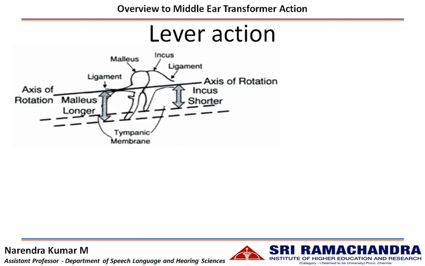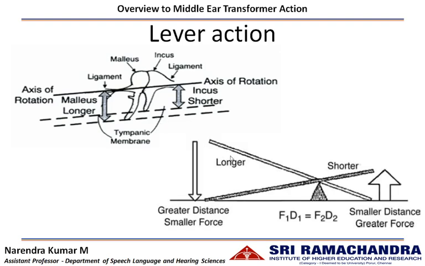The ossicles rotate along the axis of rotation formed by the posterior incudal ligament and anterior malleolar ligament. The malleoincudal joint acts as the fulcrum for the lever. The handle of the malleus forms one arm of the lever and the long process of the incus forms the other arm. Now, the lengths of the malleus and incus differ.